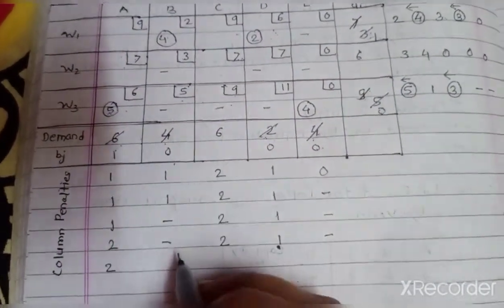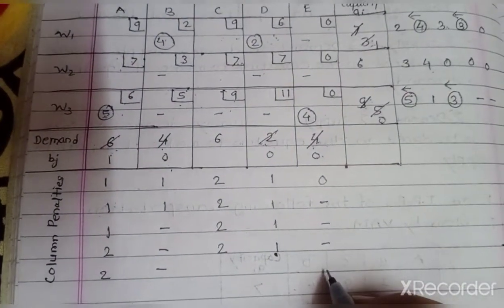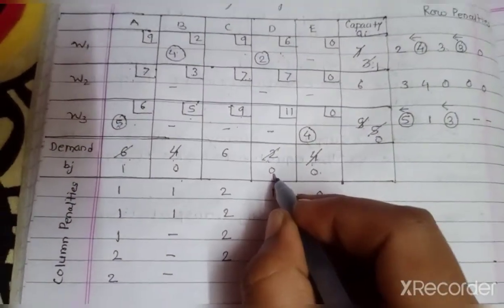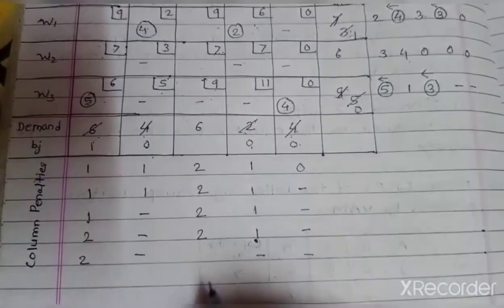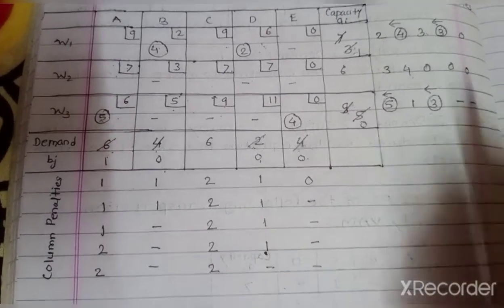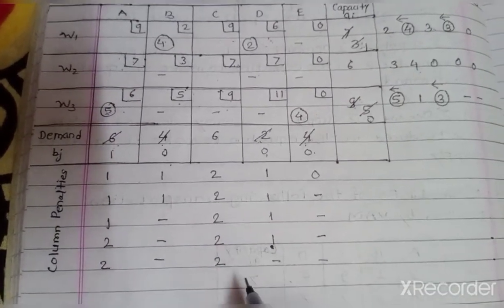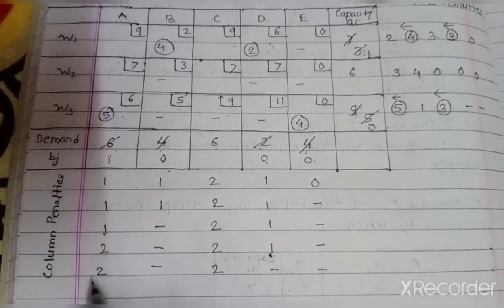Here this entry is 0, so we mention a dash. This entry is also 0, so we mention a dash. This entry is also 0, so we mention a dash. Here again the difference between them is 2. So we check which one is the maximum among the row and column penalties. 2 is the maximum, but the 2 is repeated in two columns.